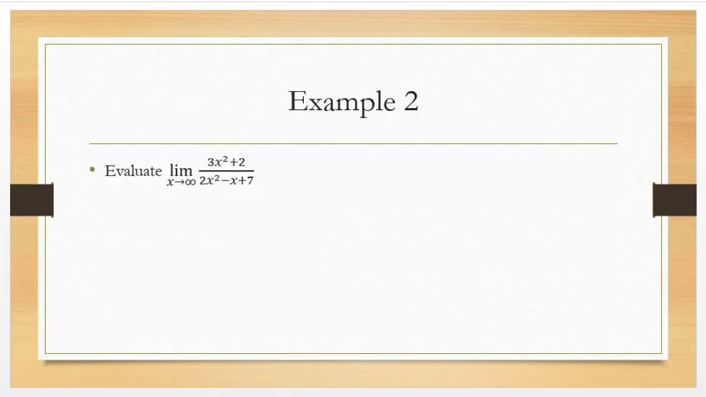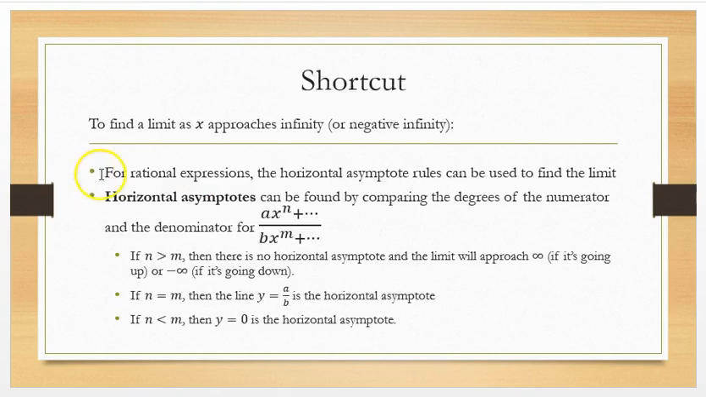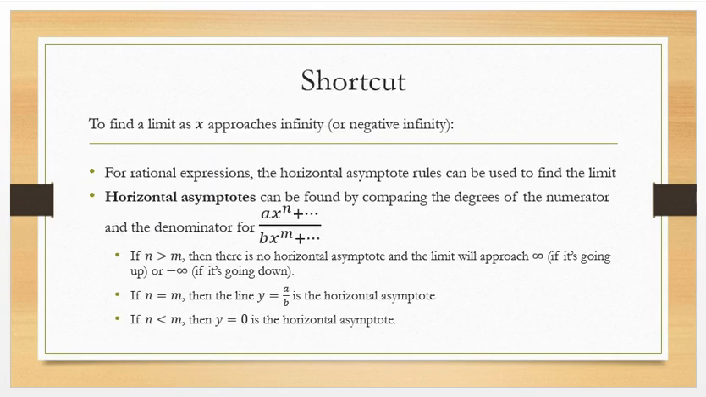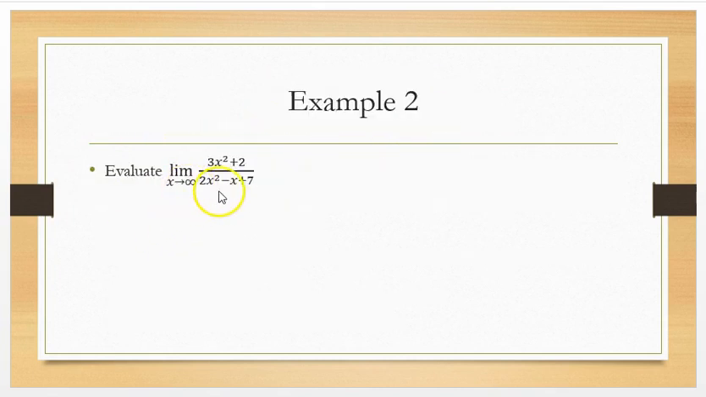So first things first, it's important to know when you can use the shortcut. This is what I was referring to by a rational expression. I have a fraction with variables on top and variables on the bottom. So when you're looking at the rules I gave you here, this only works for rational expressions. This is a rational expression. It only works for infinite limits. This does not work for the limit as x approaches 2, for example. This only works for the infinite or negative infinity limit values. So I can use it in this case.